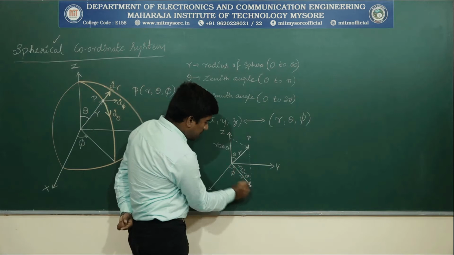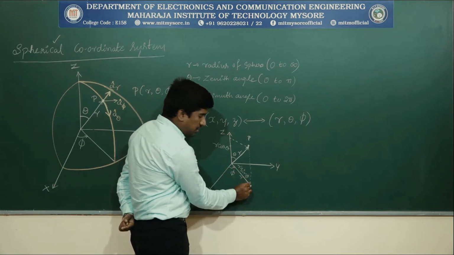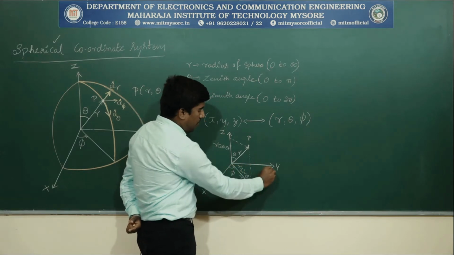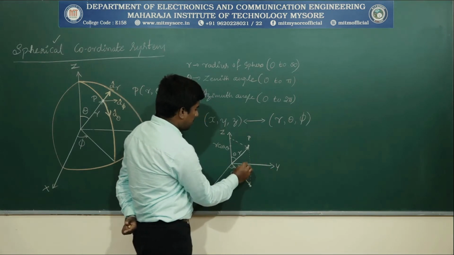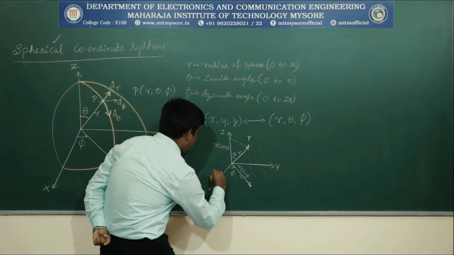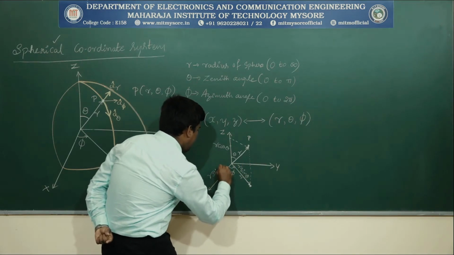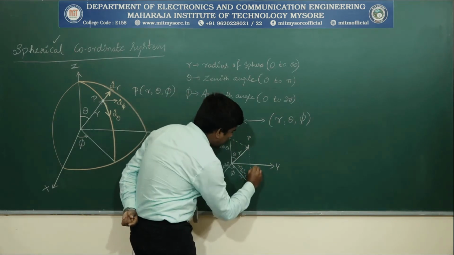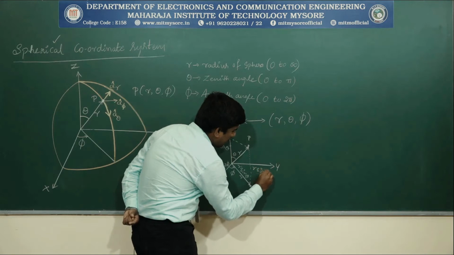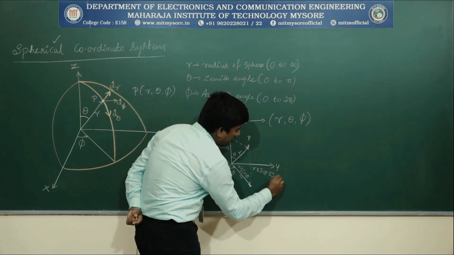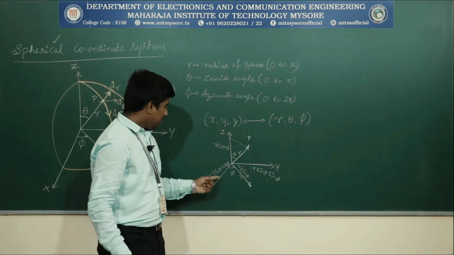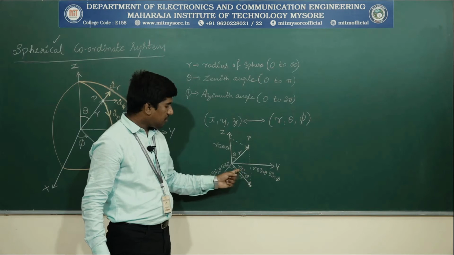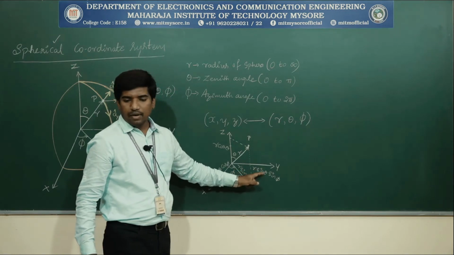Now, r sin theta is a vector, and its resultant components are along the x and y directions. Then this becomes r sin theta into cos phi, and this becomes r sin theta into sin phi. This component becomes r sin theta cos phi, and this component becomes r sin theta sin phi.